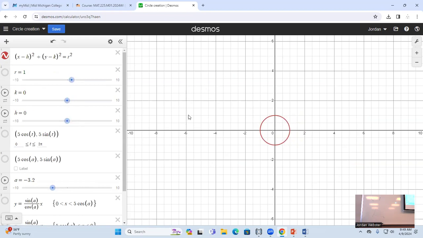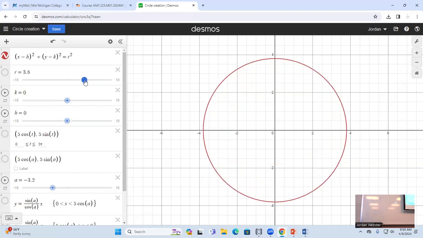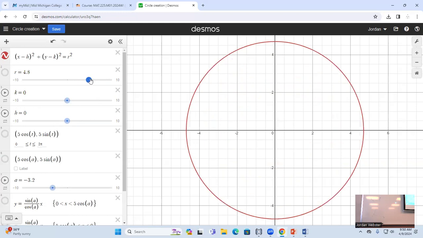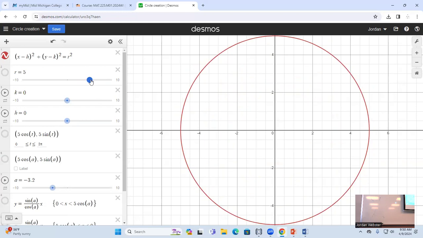So right now, I'm centered at the origin. If I start increasing my r, notice that that increases the radius. So an r of 4 gives me a radius of 4. An r of 5 gives me a radius of 5. All right.